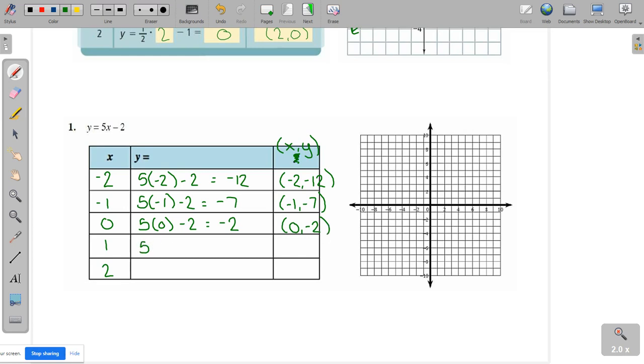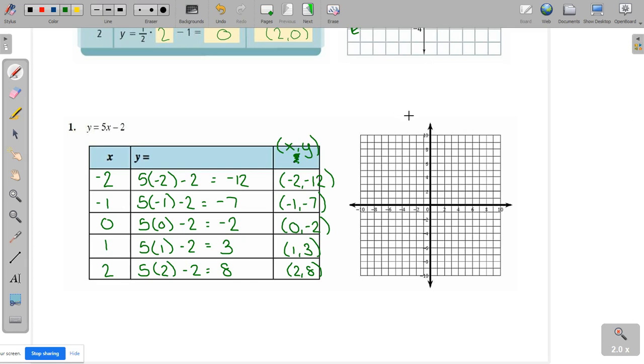And then we're going to substitute 1 in. And we get 3. So we get the point 1, 3. And lastly, we're going to substitute 2 in. And we get 8. So we get 2, 8. It's very important to do the 5 points to get the shape of our graph.